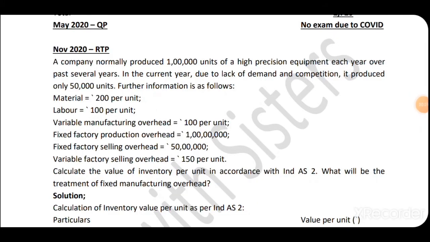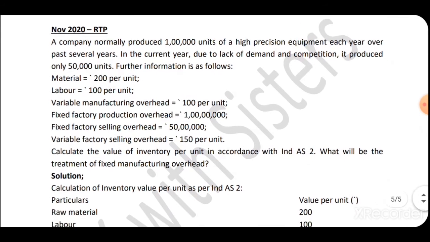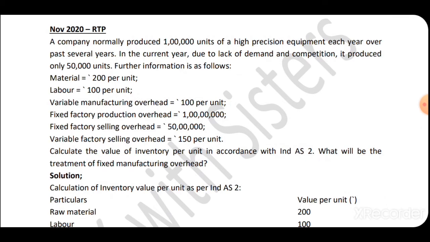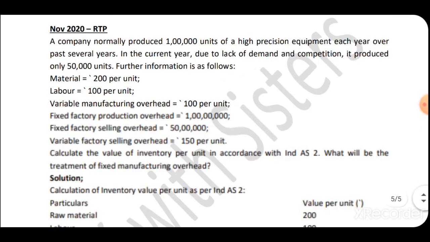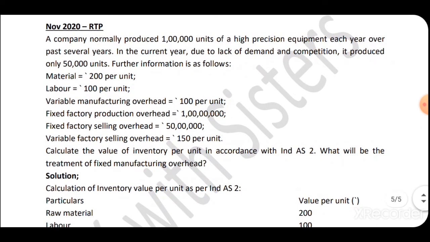As we already know, the next question has to be from May 2020 question paper, but the same has not been conducted due to COVID-19. Come, let's solve this 2020 November question from RTP. A company normally produced 1 lakh units of a high precision equipment each year over past 7 years. In the current year, due to lack of demand and competition, it produced only 50,000 units. Further information is as follows.